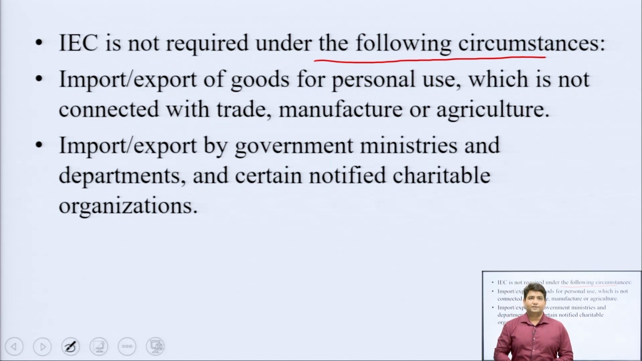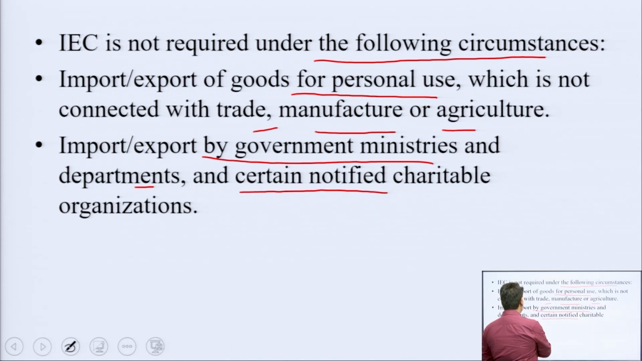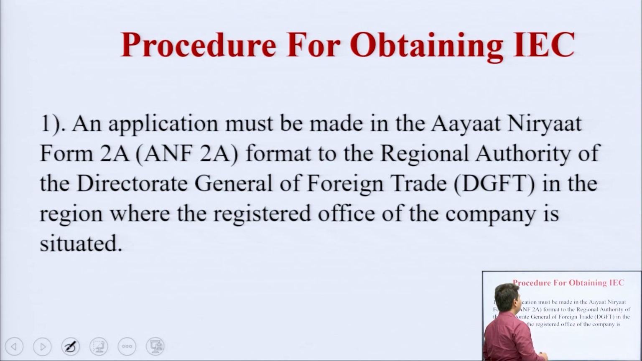What are the circumstances? The circumstances are import-export of goods for personal use, अपने use के लिए, which is not connected with trade, manufacture and agriculture, जो कि connected नहीं होता है trade के साथ, manufacturing के साथ या फिर किसी भी agriculture के साथ. Import-export by government ministries and departments and certain notified charitable organizations. कोई भी import-export government ministries, departments या certain notified charitable organizations से related नहीं होता है.